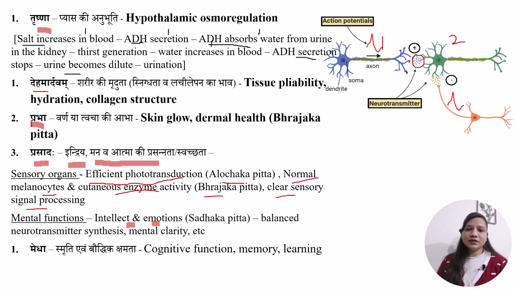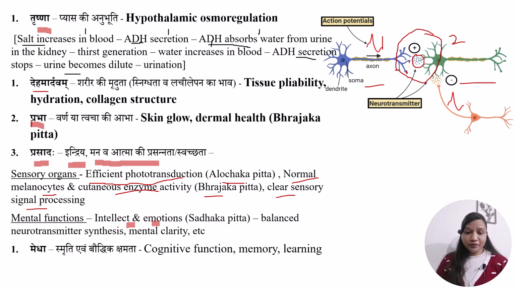So Pitta helps in the synthesis of these neurotransmitters. How? By its enzymatic and metabolic activities. Pitta, by its enzymatic and metabolic activities, helps in the synthesis of neurotransmitters, and these neurotransmitters are the chemical messengers which go from one neuron to the other through synaptic communication. So Pitta gives mental clarity by proper regulation of neurotransmitters. It helps in the synthesis as well as regulation of the neurotransmitters.